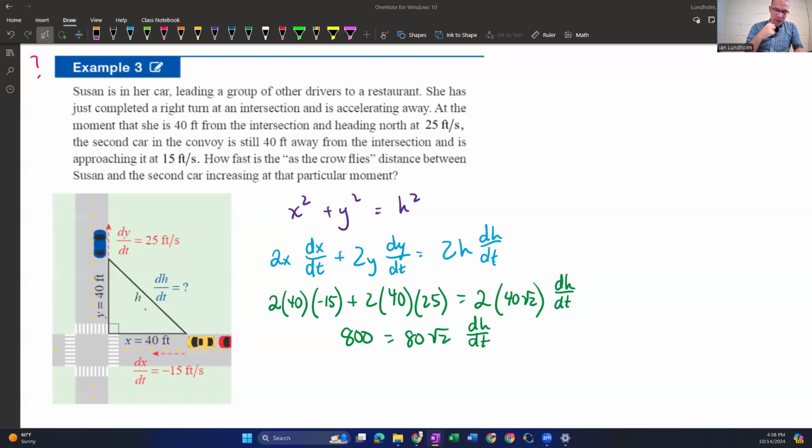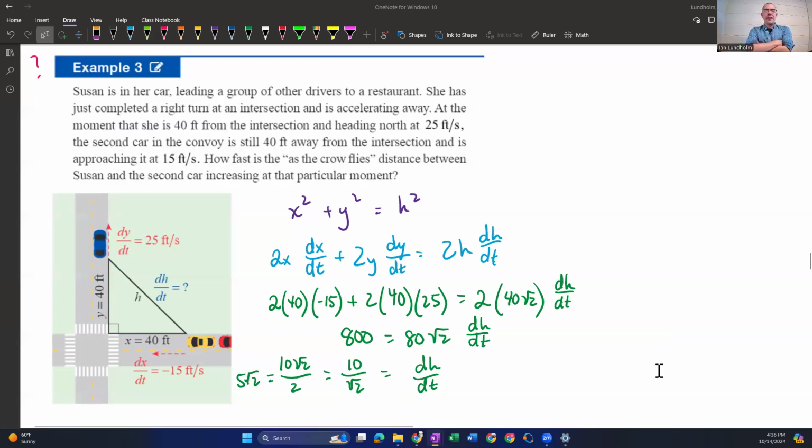But then we should be able to divide both sides by 80 square root of 2. And I guess that would be 10 over square root of 2 equals dh/dt. If it bothers you to have a radical in the bottom, you could multiply the top and the bottom by the square root of 2, and you could get 5 square roots of 2. But that's the same thing.